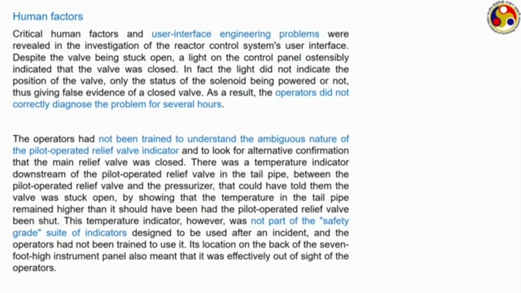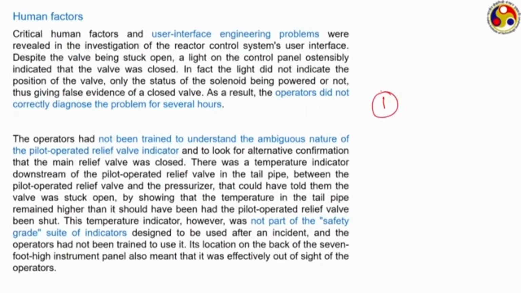There is a temperature indicator downstream of the pilot operated relief valve in the tailpipe between the relief valve and the pressurizer. That could have also given the indication that the valve is open, as the temperature in the tailpipe should have remained lower if the relief valve was shut. But the temperature indicator was not a part of their suite of indicators designed to be used after an accident, and therefore, the operator did not know how to use that symbol or how to interpret that particular symbol. Its location on the back of the 7-foot high instrumentation panel also meant that it was effectively out of sight of the operators.